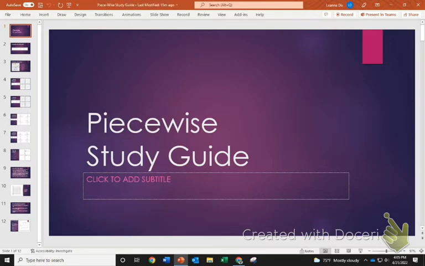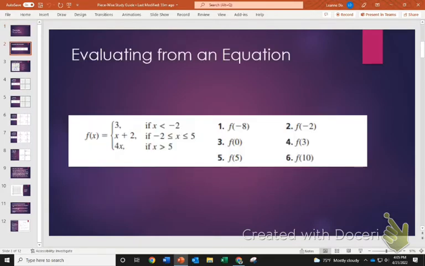So the first category that we have on the test coming up is evaluating from an equation. This is where we take our x value, which in this case is -8, and we ask ourselves, in which constraint does this fit? If I plug it in right here, where this x is, is -8 less than -2? That's actually a true statement, so I don't even have to continue any further.